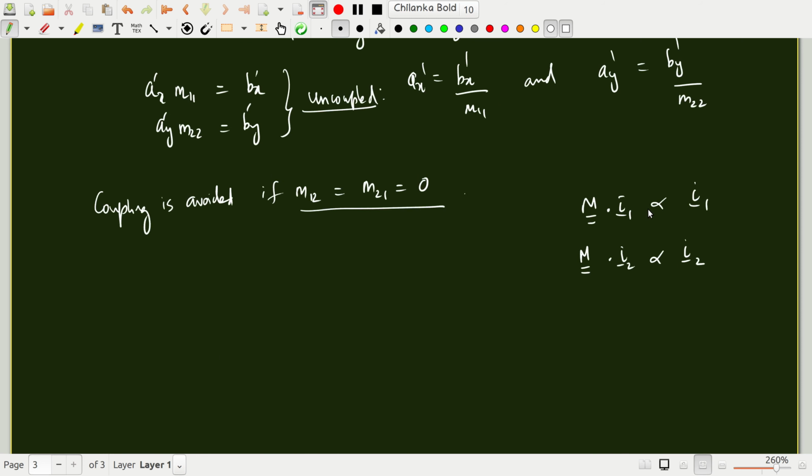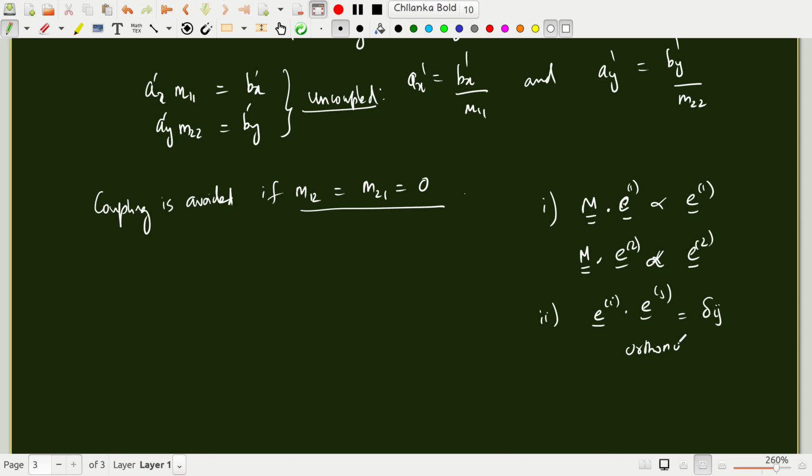Let's call this the special basis. Let's not use I1 and I2, that is the older basis. In this special basis, M dot E1 is proportional to E1, and M dot E2 is proportional to E2. This is the first criterion. The second criterion is that Ei dot Ej should be delta ij. These are orthonormal. These are the two conditions which will simplify the solution of this set of coupled equations.